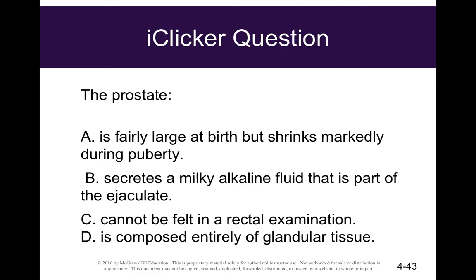The prostate: A, is fairly large at birth, but shrinks markedly during puberty. B, secretes a milky alkaline fluid that's part of the ejaculate. C, cannot be felt in a rectal examination. D, is comprised entirely of glandular tissue. The prostate B secretes a milky alkaline fluid that is part of the ejaculate.